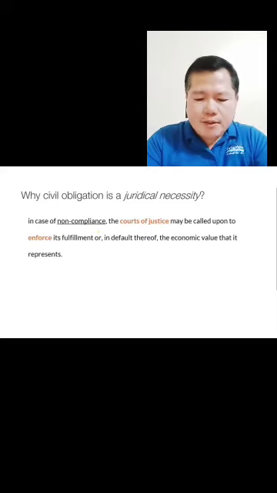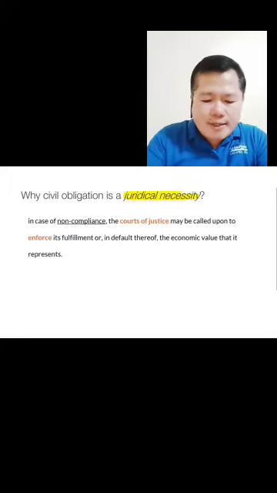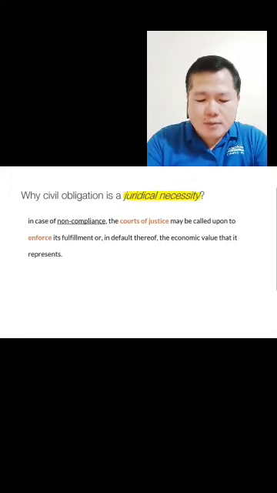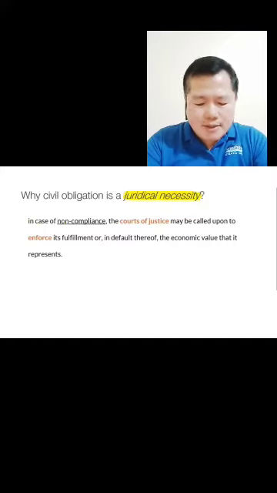Okay, so if we recall the definition, there is the word juridical necessity. It's very important to understand this word. Here we can distinguish civil obligation from other types of obligation, because only the civil obligation can be associated with the word juridical necessity. But what is the real meaning of juridical necessity? We'll be discussing through this line.